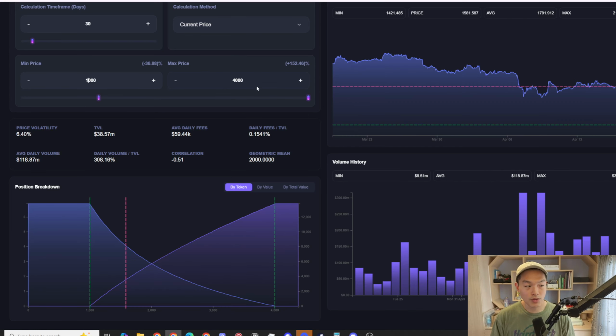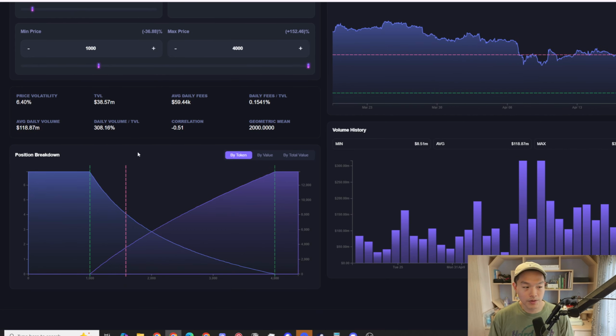And the third major drawback is that a lot of these pools will have a lot of impermanent loss. So impermanent loss happens when the price diverges from your entry. Let's say you enter at $1,500, right? Then Ethereum goes up in price a lot, then you're going to suffer a lot of impermanent loss.